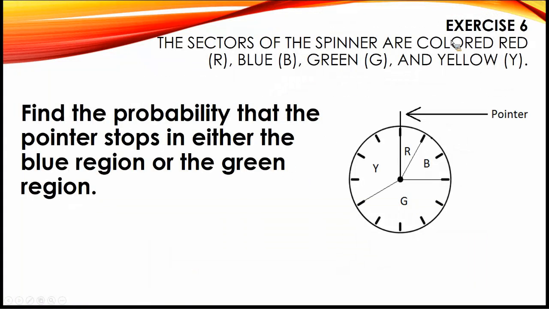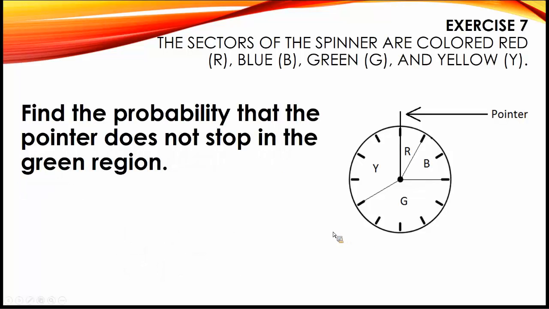Next, for exercise 6, still using the same spinner, find the probability that the pointer stops in either the blue region or the green region. So we're looking at the blue and the green combined. Well, we would add the 2 probabilities together. So using the table that we just created and filled out, we're going to add the two probabilities of blue and green. So 1/6 plus 5/12, we get 7/12. That's the probability of the pointer stopping on either blue or green.